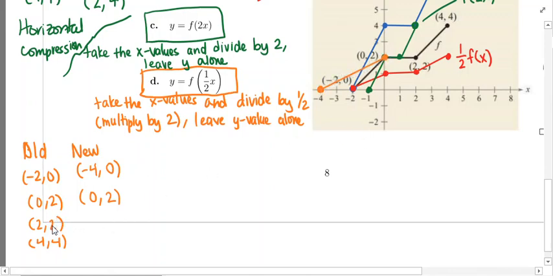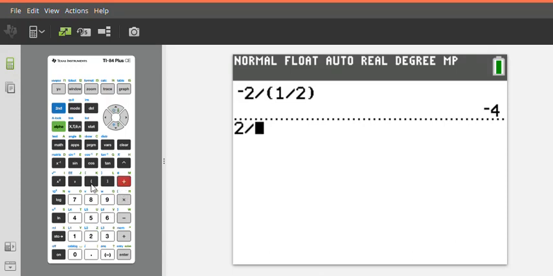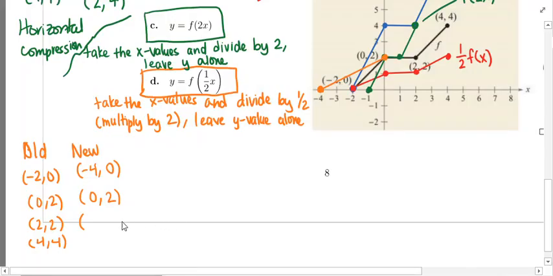Moving on to the original black point 2, 2. Where does it go? Well, you're going to take the x value of 2 and divide it by 1/2. You should get 4, because 2 times 2 is 4. So your new x coordinate is going to be 4, and you're going to leave the y coordinate alone. So your new point here will be 4, 2. All right, so here we're going to connect these two orange dots, like that. We've got one more point to go.